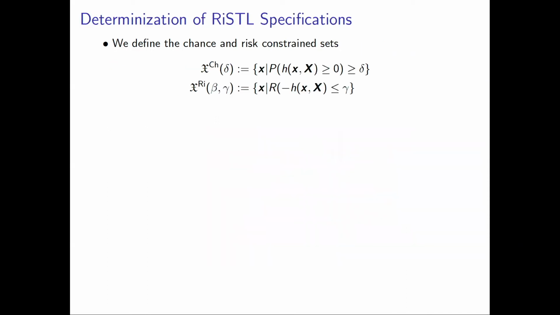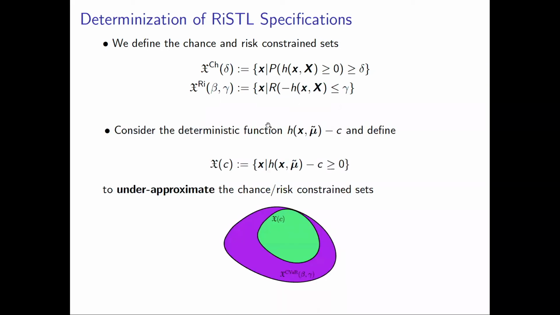What I'd now like to show is the idea that we present in the paper in order to translate a risk signal temporal logic task into a signal temporal logic task. We first define the chance and risk constraint sets as the set of X that satisfy either the chance or the corresponding risk constraint. We also define a deterministic set that depends on a constant C based on a function h that is now evaluated, instead of capital X, by its mean value over here. The idea is that this deterministic set, obtained on this deterministic function, under-approximates the chance and risk constraint sets as shown in this figure.